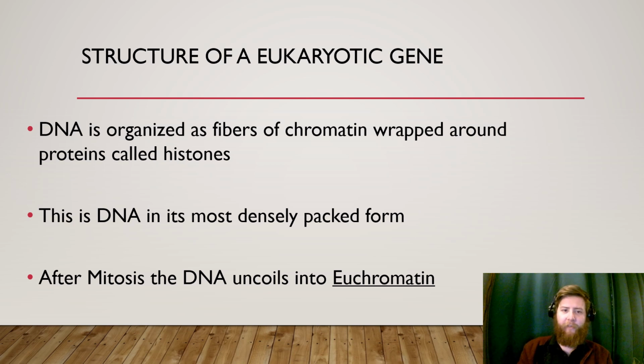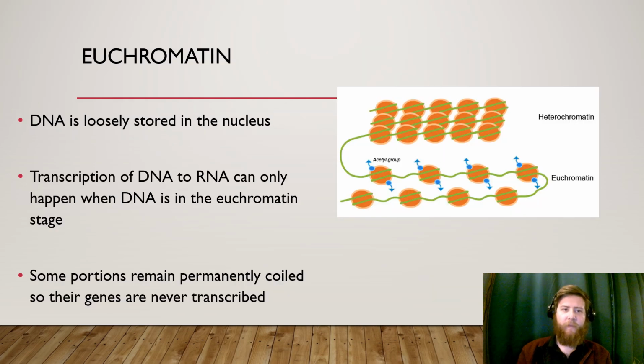After mitosis, the DNA uncoils back into euchromatin, and you can't transcribe and make genes out of the DNA unless it's in the euchromatin phase. So euchromatin is this loose storage of DNA here, where it's not heterochromatin, which is very densely packed. When it's like this, the DNA and RNA polymerase can get in there and actually get to work.